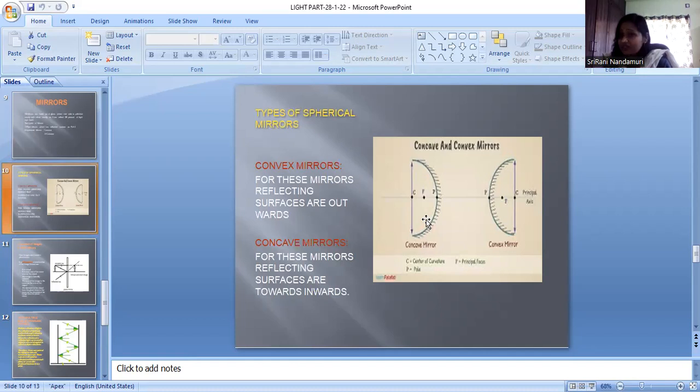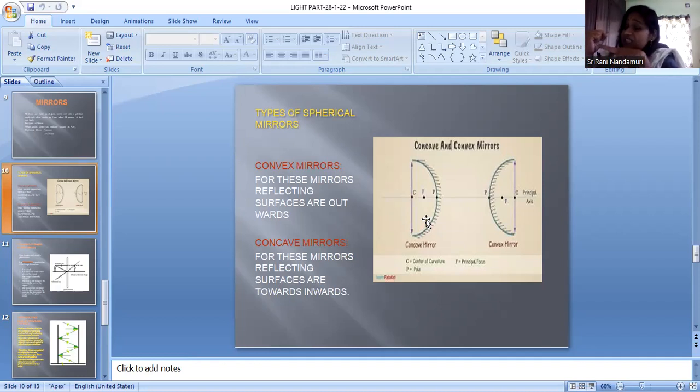Just remember, this is a heart, or this is your hand. Just remember the reflecting surface for convex. The reflecting surface of convex mirrors is always outward. Outward means convex.